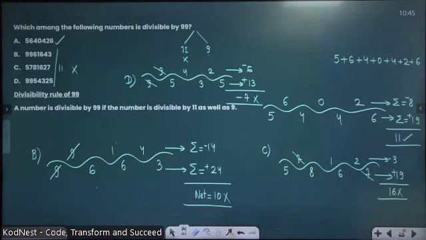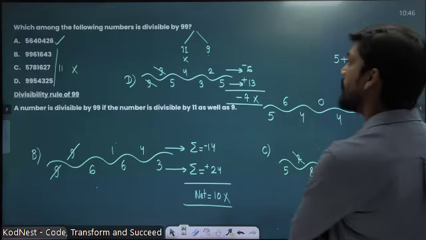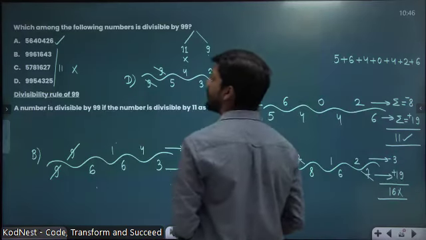Yes, you can cancel if you want. 6 can be cancelled. It's not mandatory. If you want to cancel, cancel it. Okay, but top and bottom. Okay. Yes, then you will check with 9.